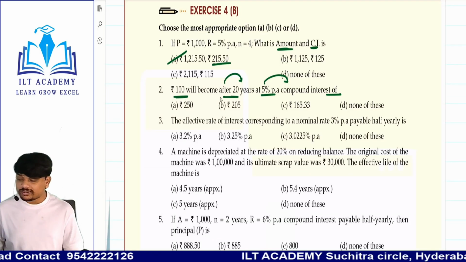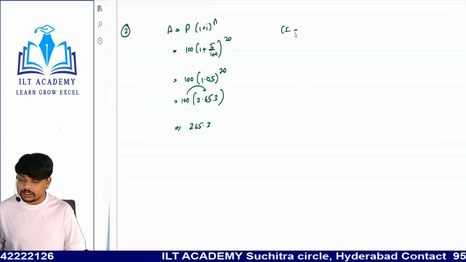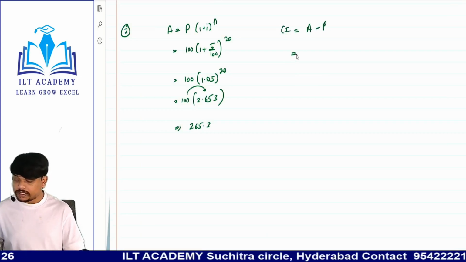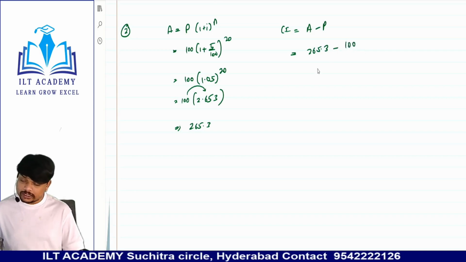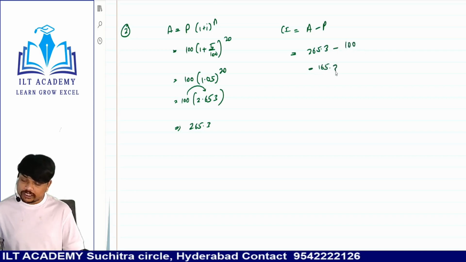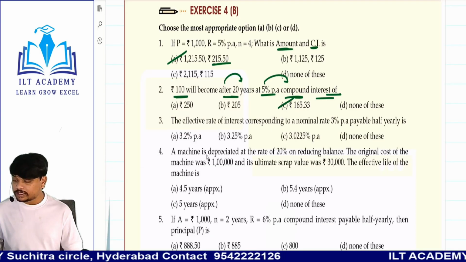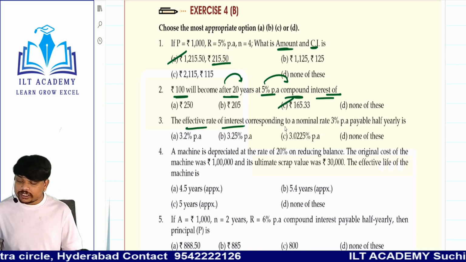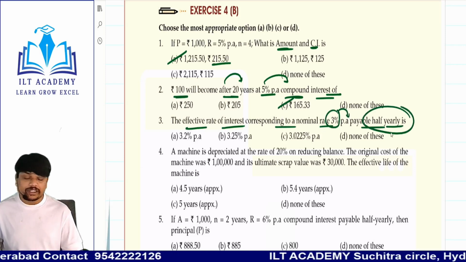Now if you see, in the question they are asking for what? Compound interest. So compound interest is equal to amount minus principal. The amount is 265.3, minus principal, which is 100. So it is going to become 165.3. Any doubts? So the option is C.